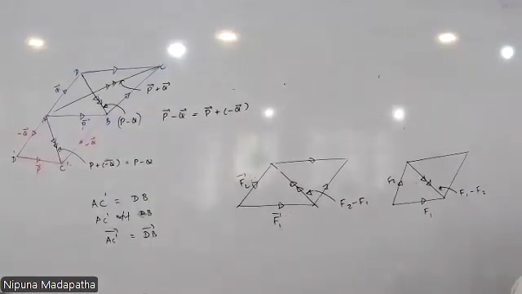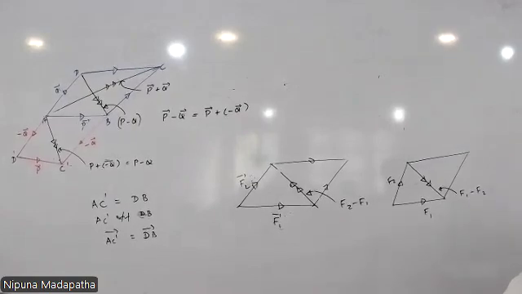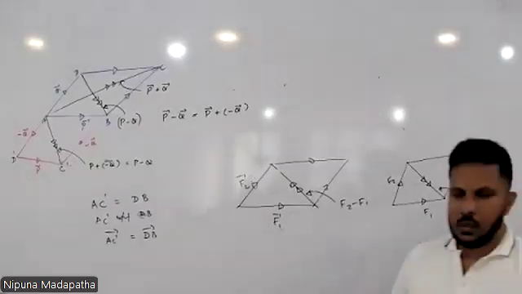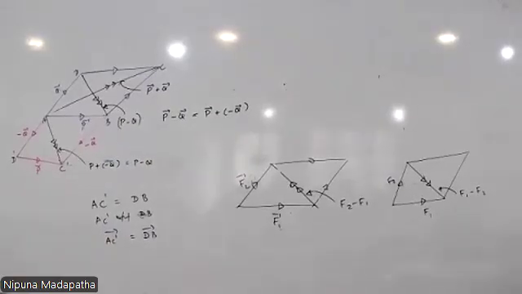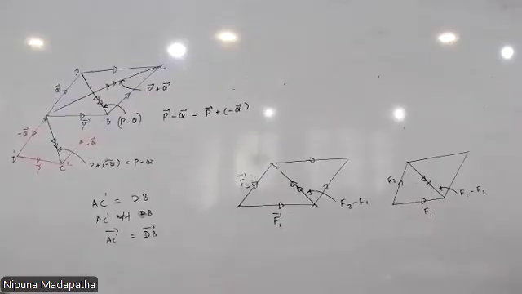The subtraction of two vectors can be found using the law of vector parallelogram.